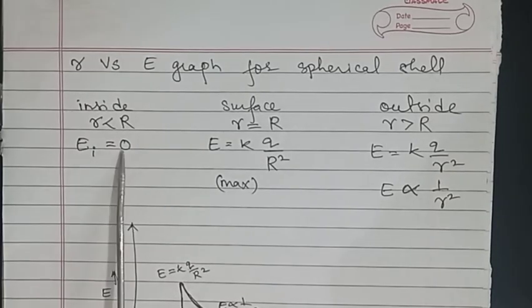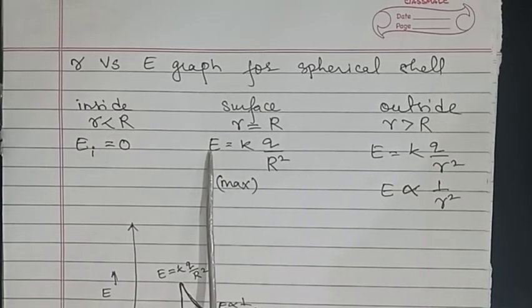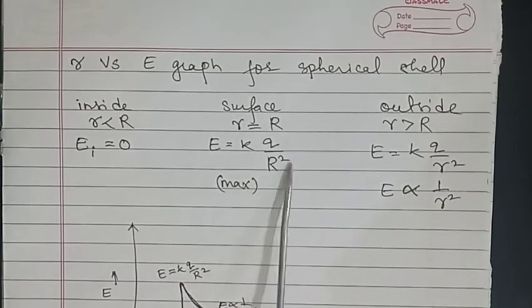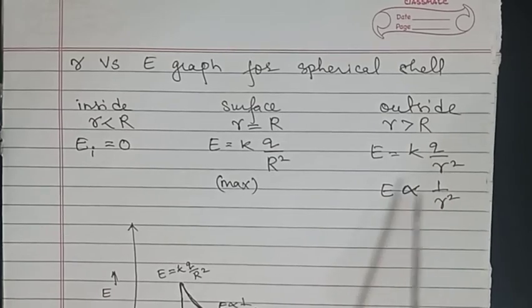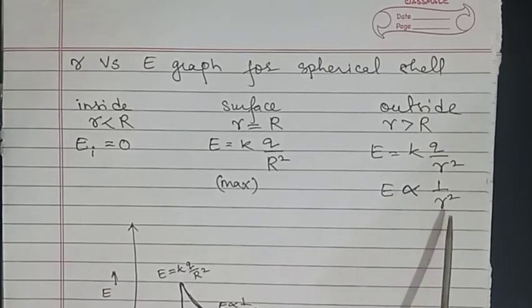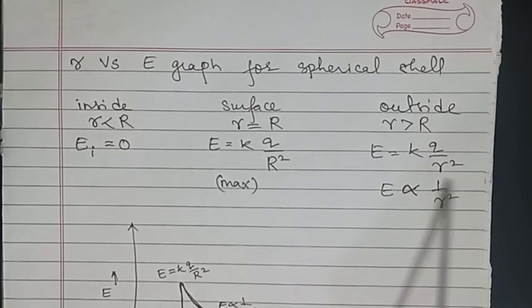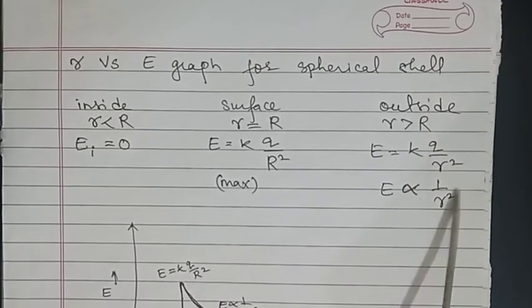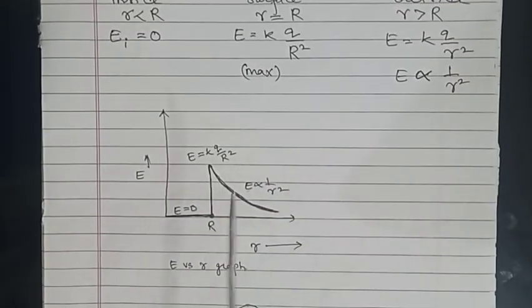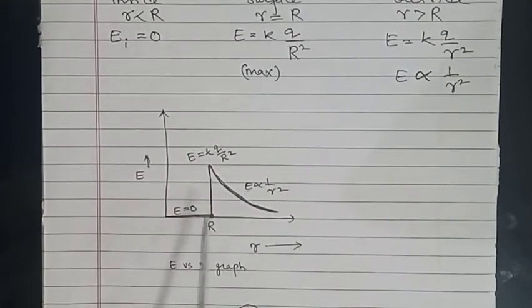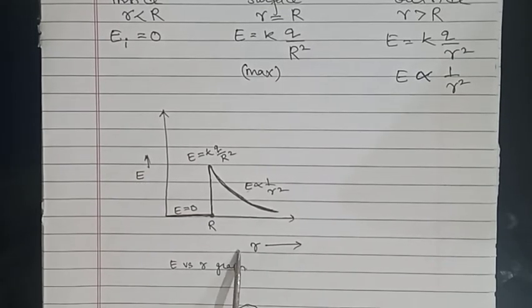So inside the electric field was 0, and on the surface it was k q by R square, which was maximum, and outside it was k q by r square. So it is inversely proportional to r square. That means if you increase the distance r, then electric field will decrease. So this is the graph. So for the first case, inside, when the value of small r, that is distance, is less than the radius, electric field was 0. So out here you can see this side is electric field, this side is distance r.